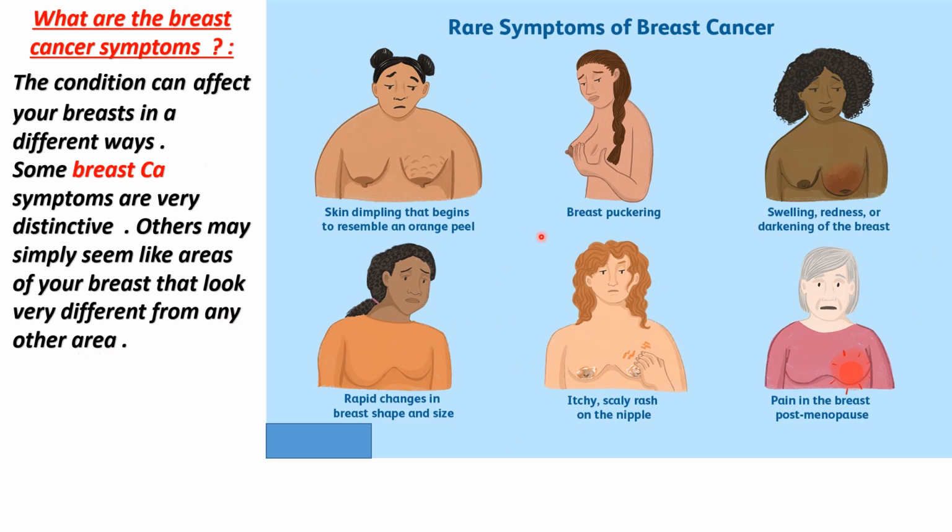We are seeing here in this slide rare symptoms of breast cancer. In the first one, we are seeing skin dimpling that begins to resemble an orange peel. And we are seeing a case of breast puckering, swelling, redness or darkening of the breast, rapid changes in breast shape and size, an itchy scaly rash on the nipple, and pain in the breast post-menopause.